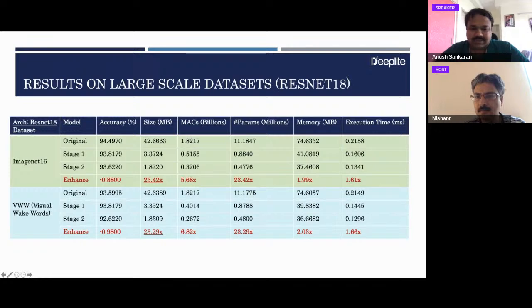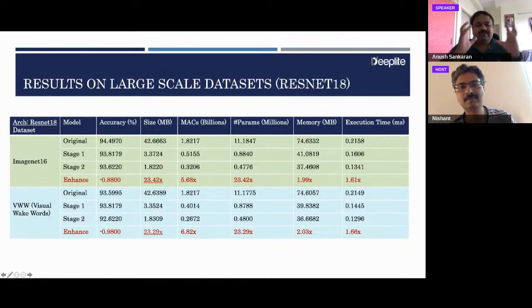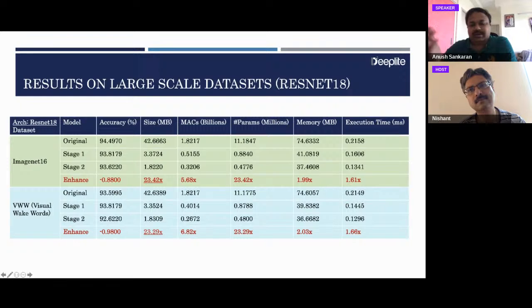Just as a marketing anecdote, Deeplite is trying to work on both these aspects of the problem. So we are not focusing on only one. We try to optimize the architecture of the model itself to make it smaller, and also we enable it so that we can run it across multiple hardware architectures. That's very good.